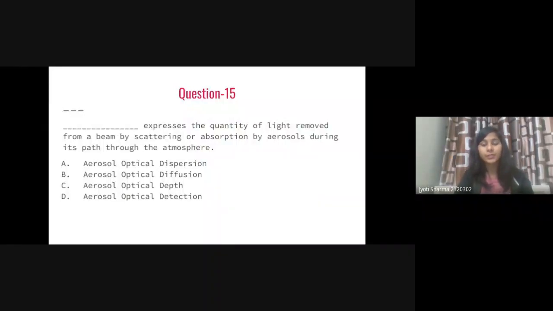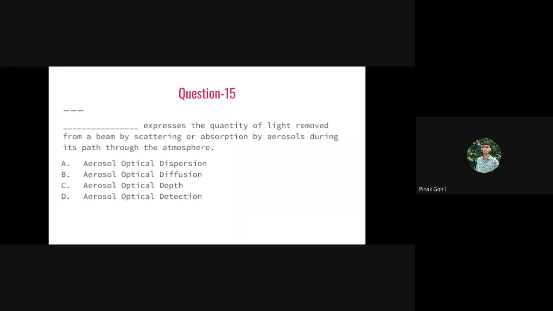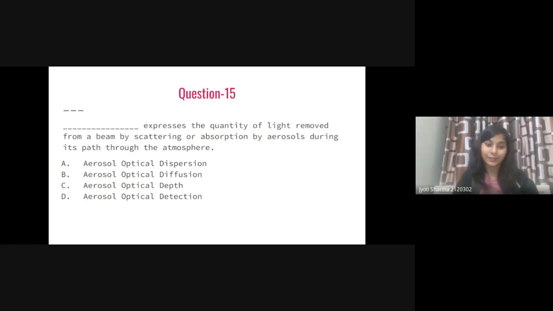Okay, the next question is: which terminology expresses the quantity of light removed from a beam by scattering or absorption by aerosol during its path through the atmosphere? Alka, you gave me answer C. Ma'am, aerosol optical depth will be the answer. Yes. So C should be the right answer.